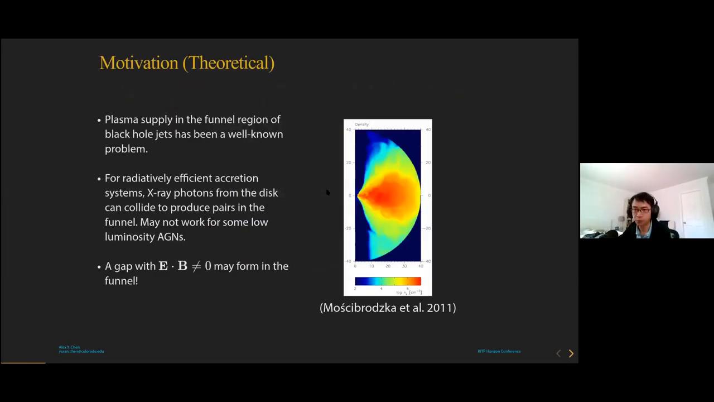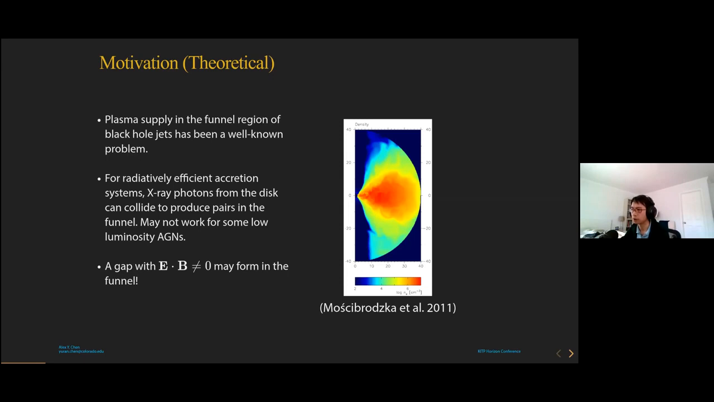So let me start with why we care. There are two motivations. One of them is theoretical. For most of the people who are doing GRMHD simulations in the audience, this is probably a well-known problem. In the funnel, it's almost always density floored. So the code is providing the plasma in the funnel because the gas in the disk cannot penetrate into the funnel. And the plasma in the funnel will either plunge into the black hole or go out, so you have to keep replenishing it.